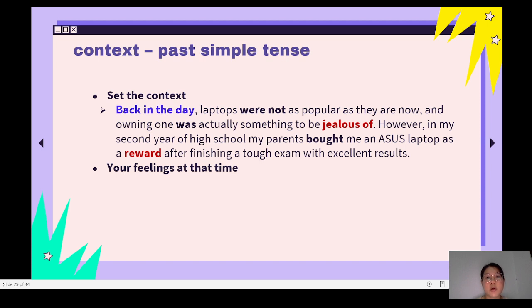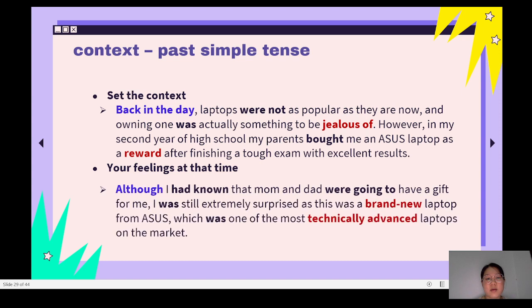And to increase your naturalness while you are speaking, you should add your feelings at that time. It's like this: although I had known that Mom and Dad were going to have a gift for me, I was still extremely surprised. This was a brand new laptop from Asus, which was one of the most technically advanced laptops on the market. You can see.